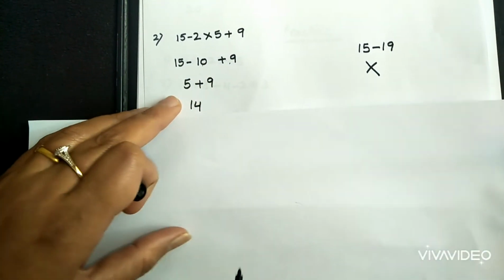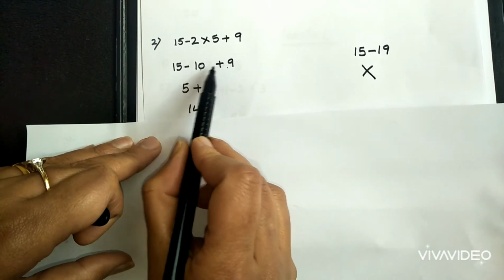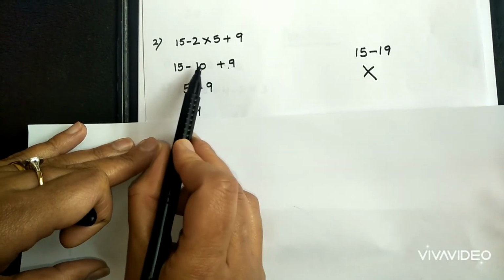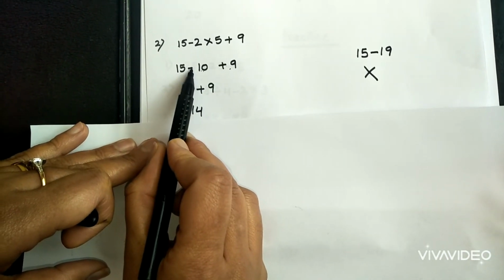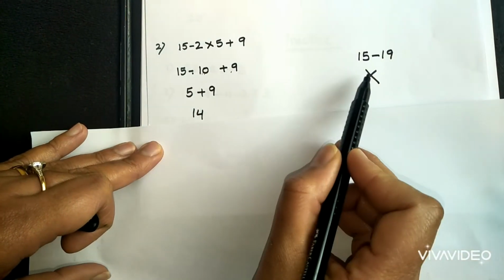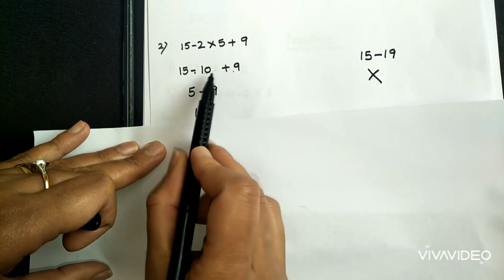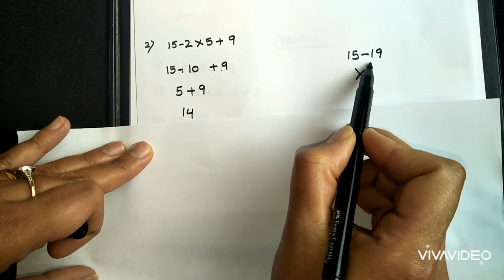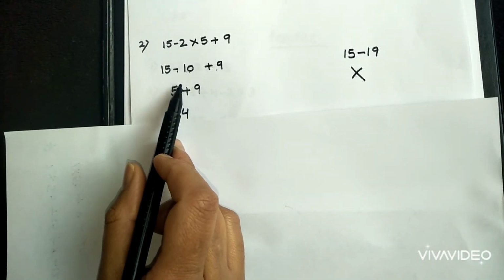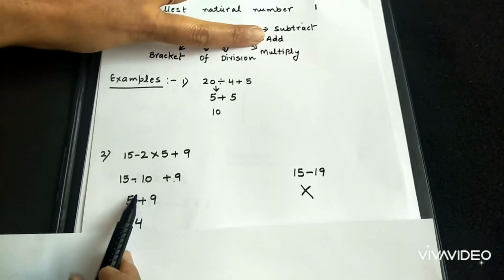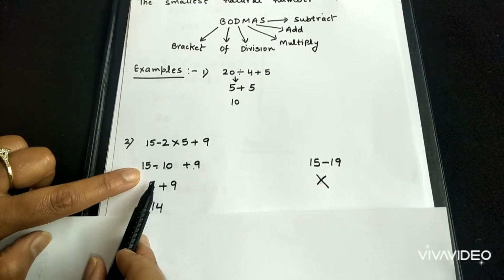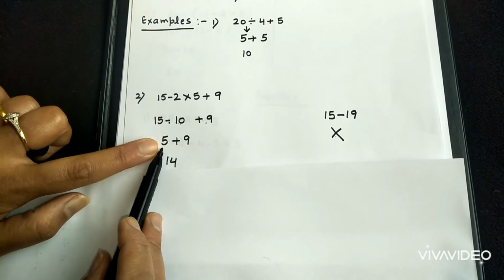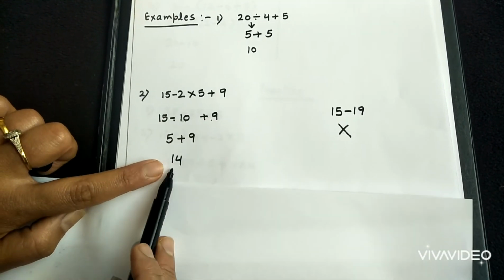Why is this wrong? Because if we add first, we have 10, which is a big number compared to 9, but 10 has a negative sign with it, so it will not add up as it is. We will explain in depth when I cover integers later on. So we're not going to follow this rule. As I explained earlier, addition and subtraction go on simultaneously. So here we will subtract first. That gives us 15 minus 10 equals 5, plus 9, that gives 14.